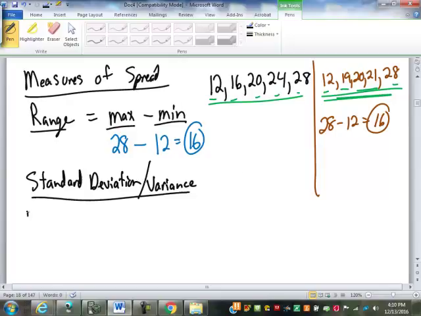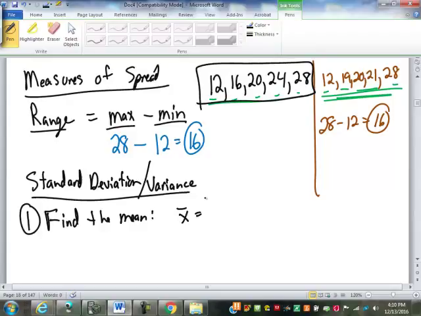The first step is to find the mean. So X bar here, we're going to look at this set first. 12 plus 16 plus 20 plus 24 plus 28 will be divided by 5. Well, that's going to be 100 if we add that up, so it gives us a mean of 20.